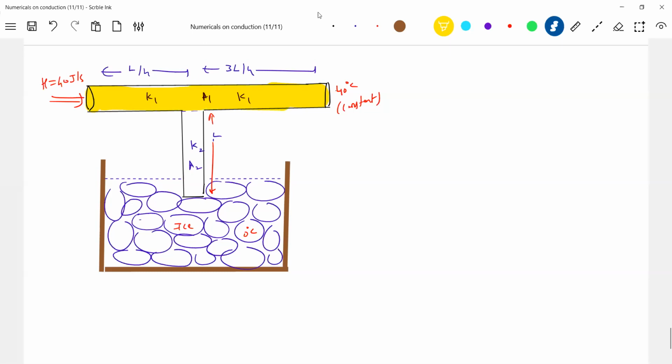Just stick to the basics. Nothing is there. So sir, what do you mean by that rod? Heat flowing, you assume similar to water flowing.